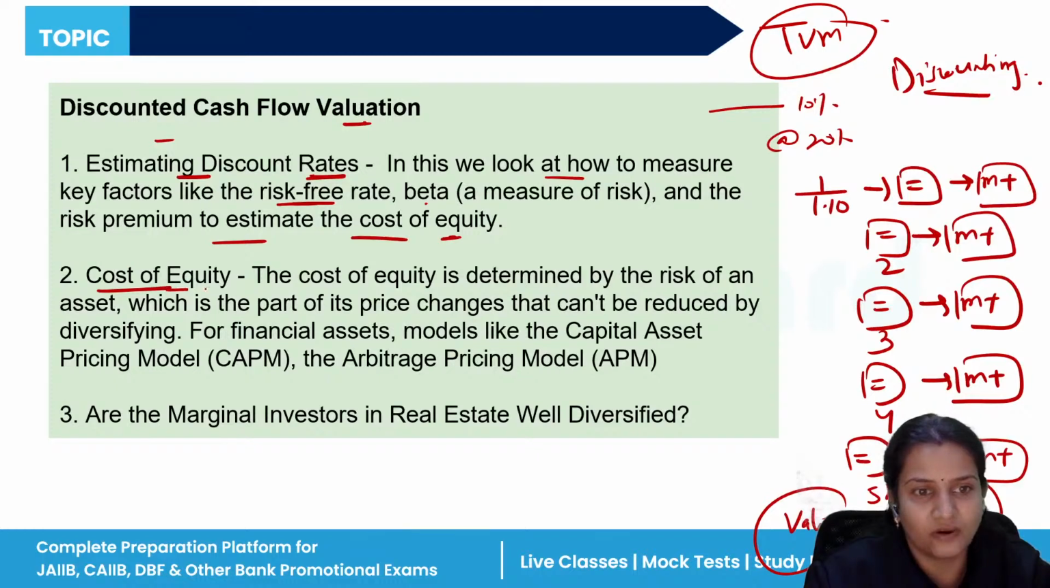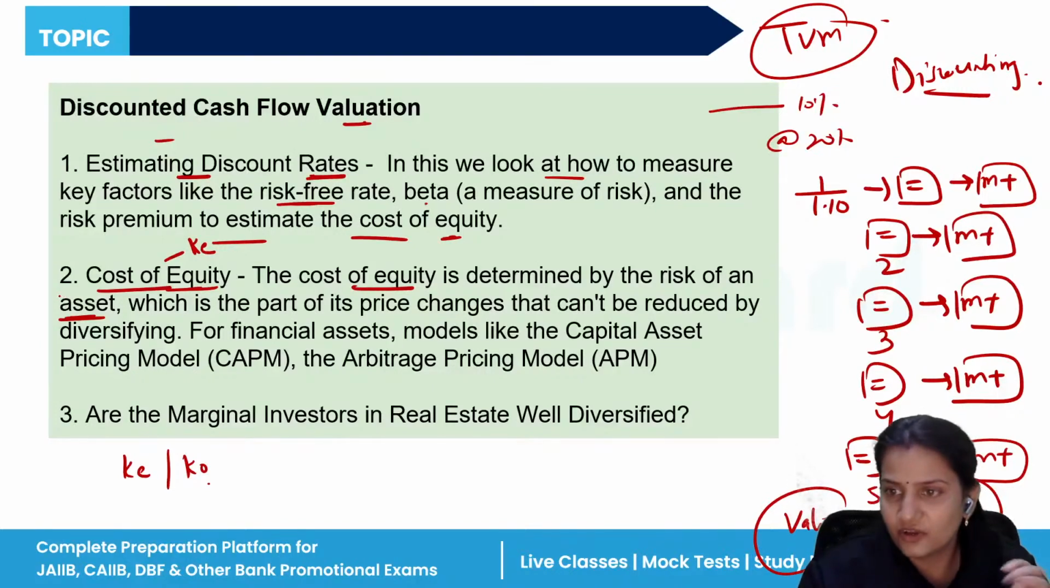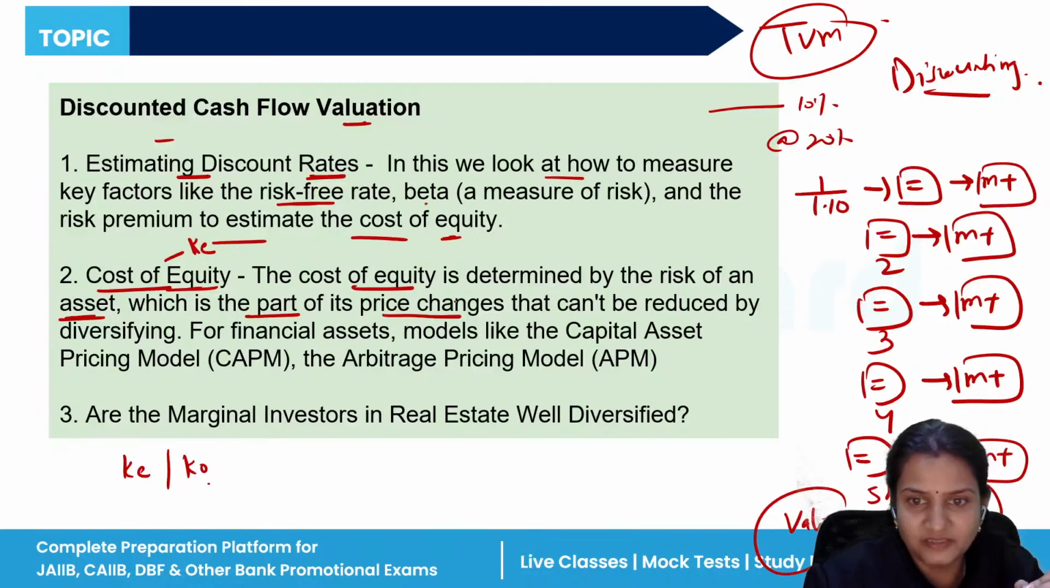Next is what? The cost of equity. So cost of equity, again, how do we write? KE, cost of equity, KU, cost of capital. So cost of equity is determined by the risk of an asset. The more risky your project is, the more risky your asset is, so definitely the cost will also be high. It is the part of its price changes that cannot be reduced by diversifying.